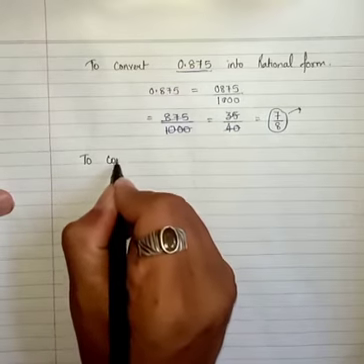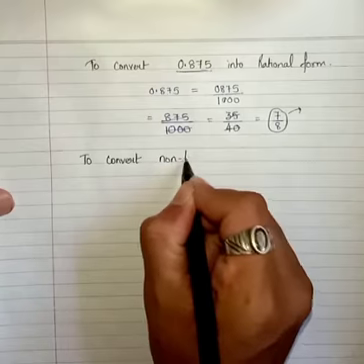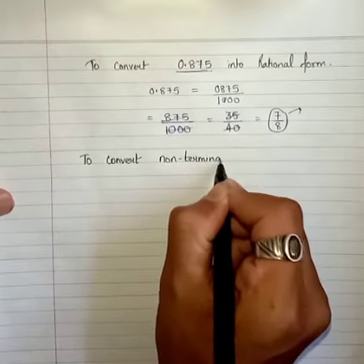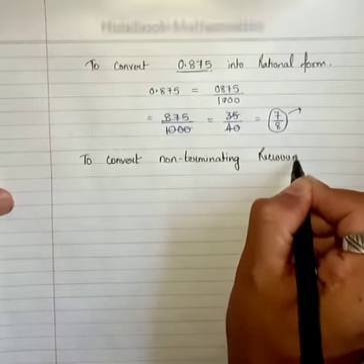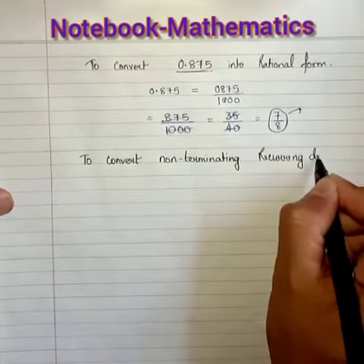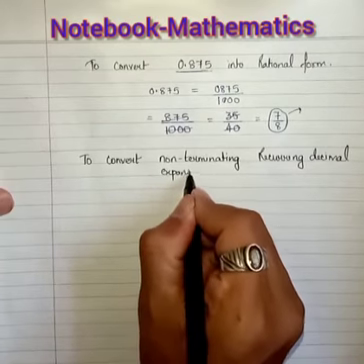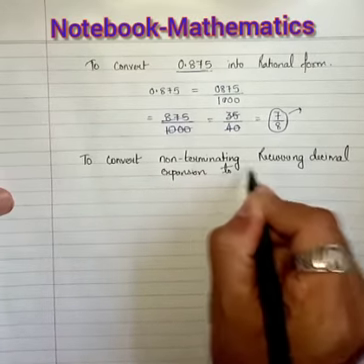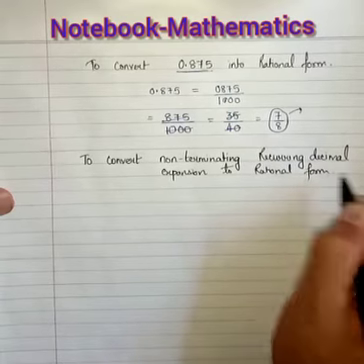Now our next topic is to convert non-terminating recurring decimal expansion to rational form.